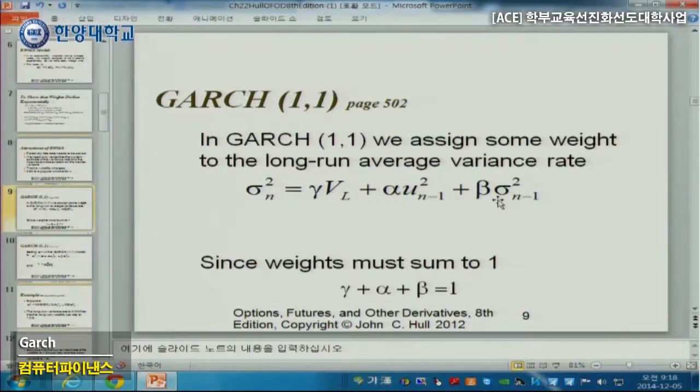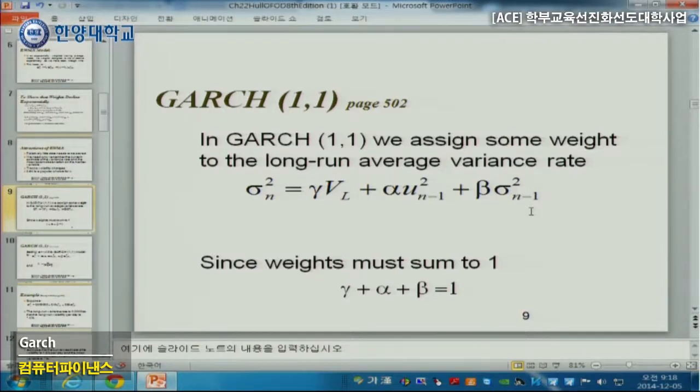And then the important one is GARCH. Actually, we are going to run GARCH. We will focus on GARCH. The GARCH(1,1) model is, in some sense, a combination of the ARCH and EWMA models. In GARCH(1,1), we assign some weight to the long-run average variance rate, so sigma n squared is gamma V_L, which we call the long-run volatility, plus alpha u n minus 1 squared and beta sigma n minus 1 squared. So it gives weight to three things.